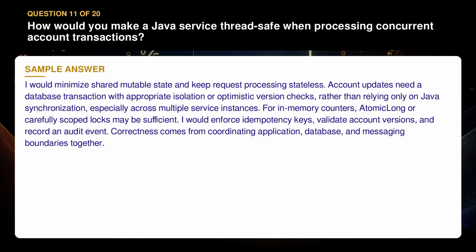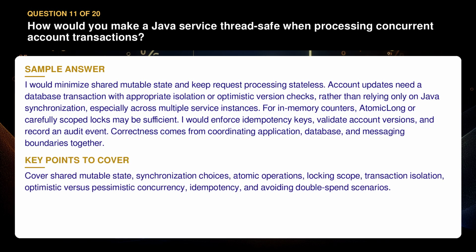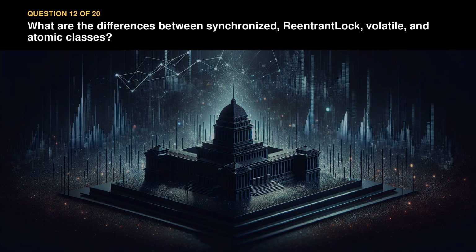For in-memory counters, AtomicLong or carefully scoped locks may be sufficient. I would enforce idempotency keys, validate account versions, and record an audit event. Correctness comes from coordinating application, database, and messaging boundaries together. Cover shared mutable state, synchronization choices, atomic operations, locking scope, transaction isolation, optimistic versus pessimistic concurrency, idempotency, and avoiding double spend scenarios.